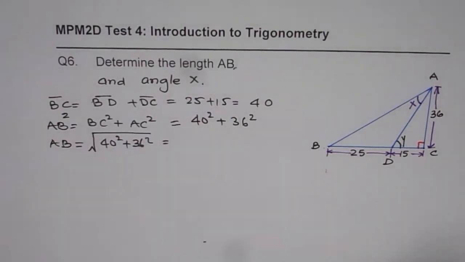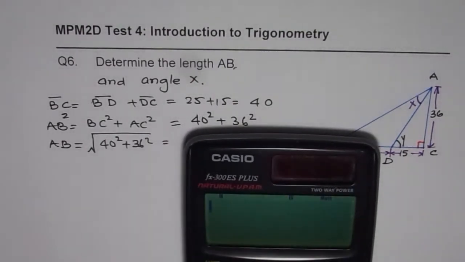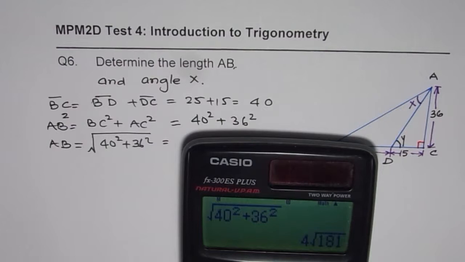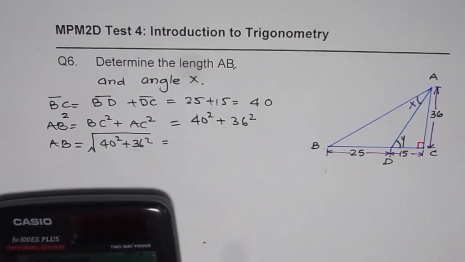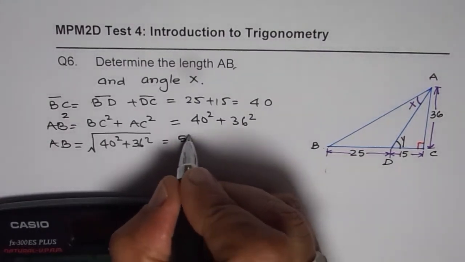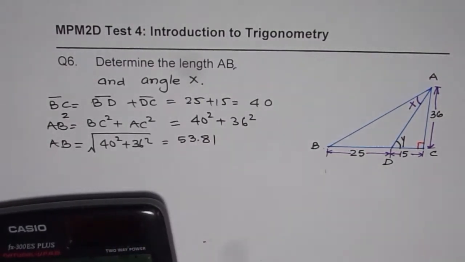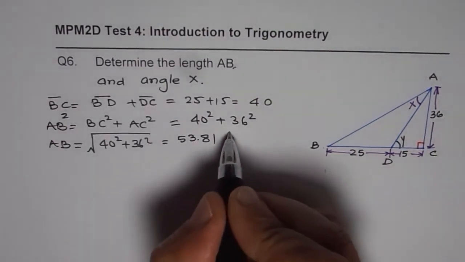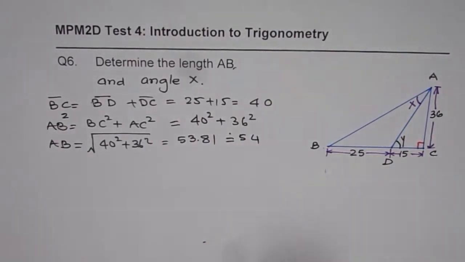We can use the calculator and find AB. It is going to be square root of 40 square plus 36 square, which is equal to 4 square root 181, or in decimals we can write this as 53.81. Since the sides are given in whole numbers, we can round it to approximately 54 units, right? So that is AB for us.